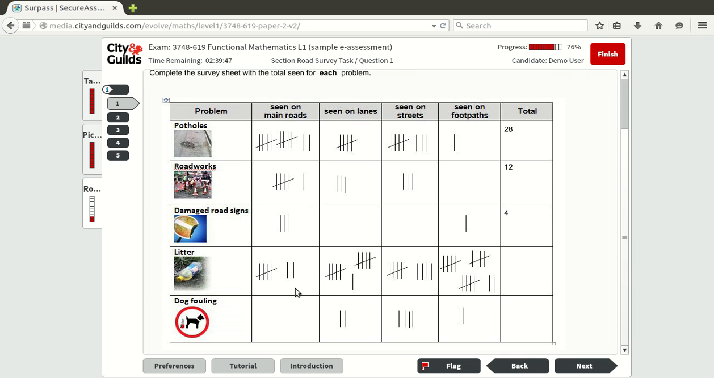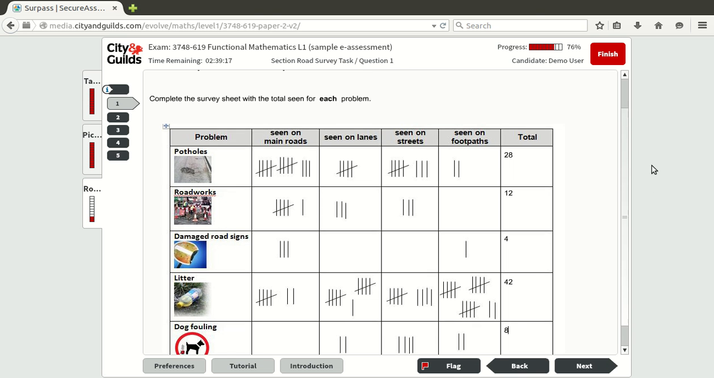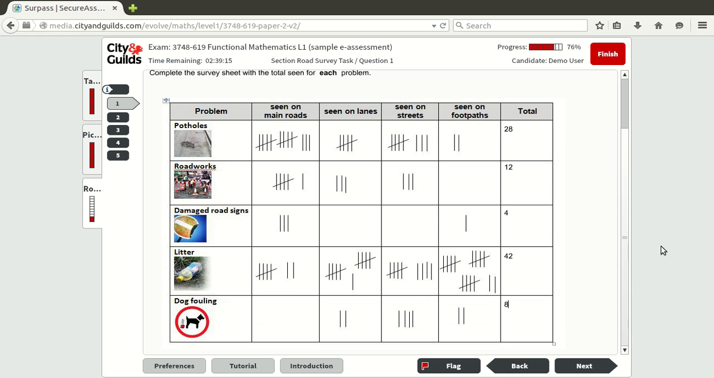5, so let's count up all the 5. So that's 5, 10, 15, 20, 25, 30, 35, 35 and 5, 40, 40 and 2 is 42. And this is plus 4 and 4, that's 8. So those are my answers. Now I'm going to my next question, question 2.